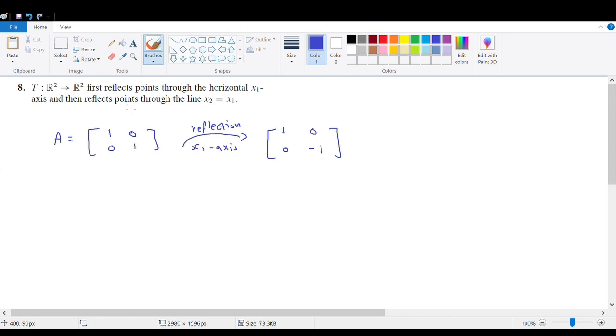Then it reflects points through the line x2 equals x1. So again we have a reflection, x2 equals x1, which means we need to interchange x2 and x1. So this will give us (0, 1, minus 1, 0).